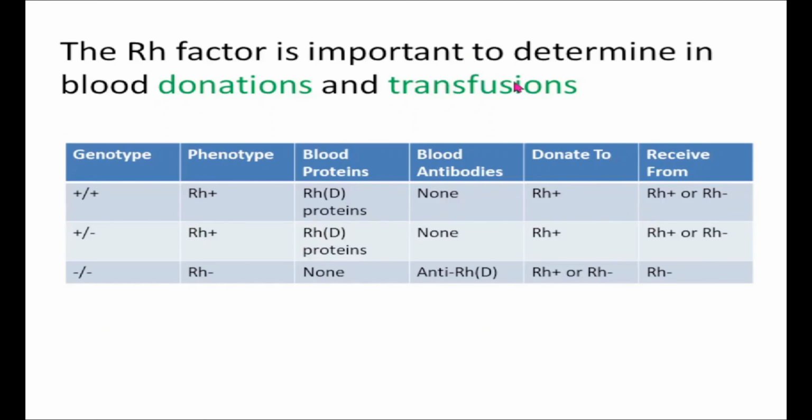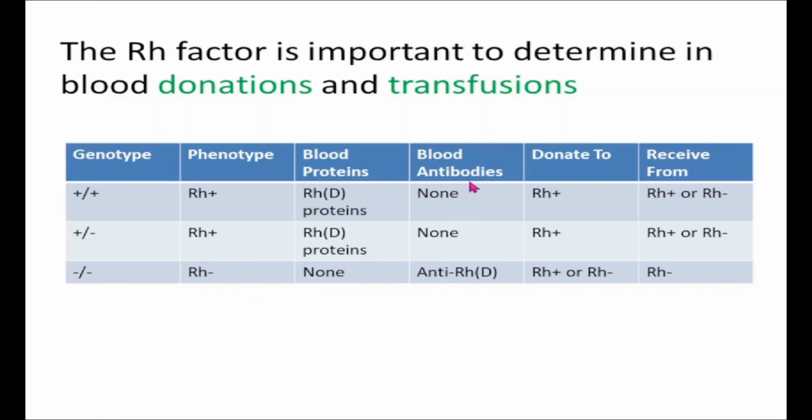The RH factor is important to determine in blood donations and transfusions. For the genotypes plus plus and plus minus, the phenotype will be RH plus. Then for minus minus, the phenotype will be RH minus. The blood protein in this case is kind of D. Plus indicates the existence of this protein. Then in this case there is no protein. That is why it is called RH minus.